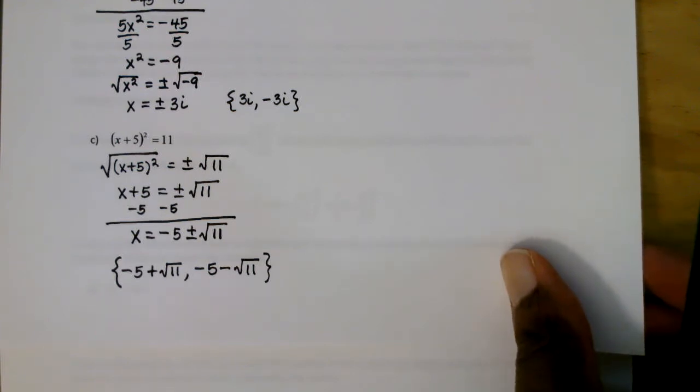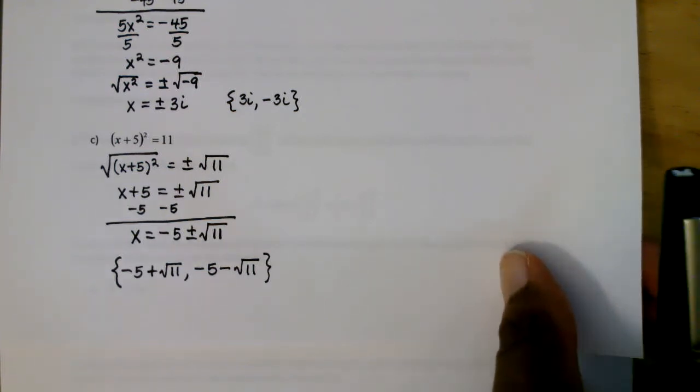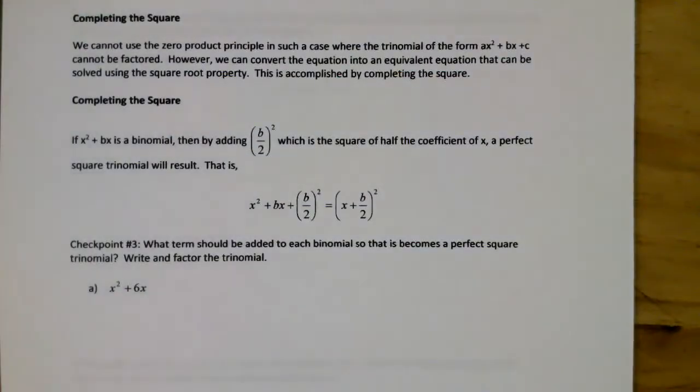Okay, the next method is completing the square. Now, we cannot use the zero product principle in such a case where the trinomial of the form ax squared plus bx plus c cannot be factored. However, we can convert the equation into an equivalent equation that can be solved using the square root property. This is accomplished by completing the square.